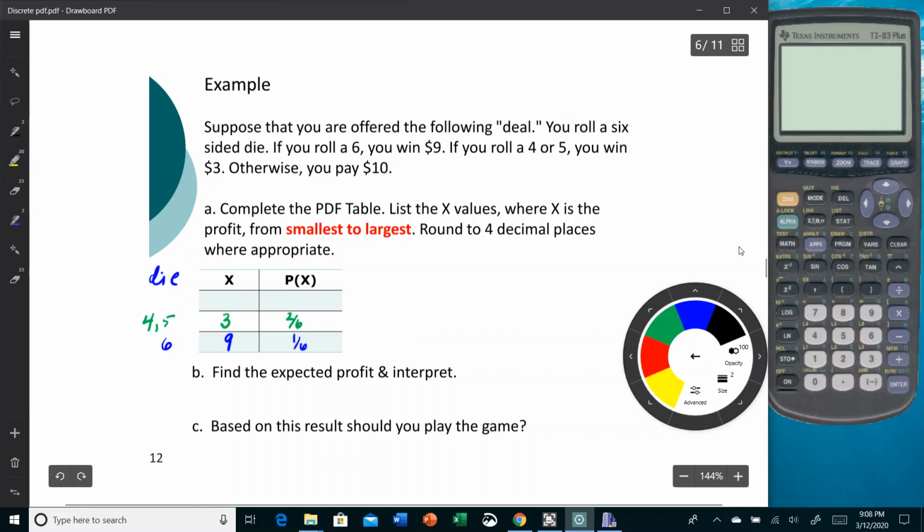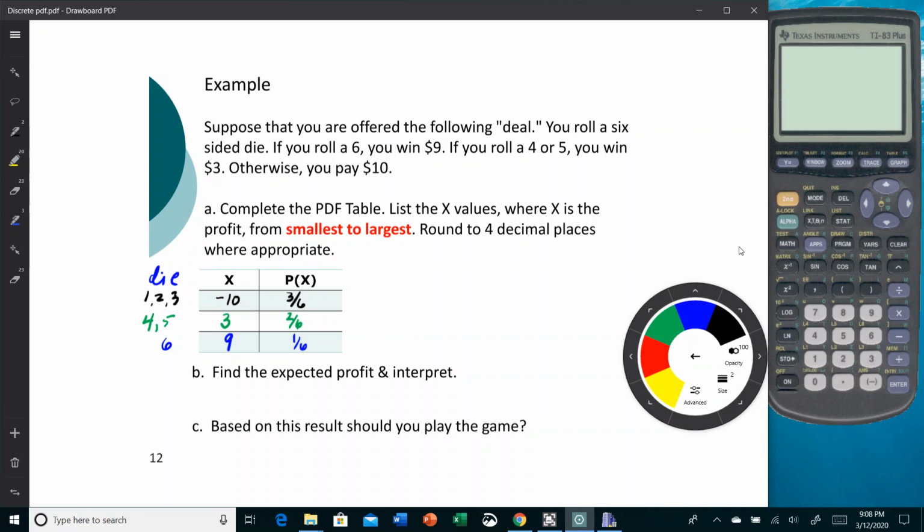And then the last choice is, if the die comes up anything else. So what's left? 1, 2, or 3? And if the die comes up any of those, then you lose $10. And that happens with likelihood 3 out of 6.